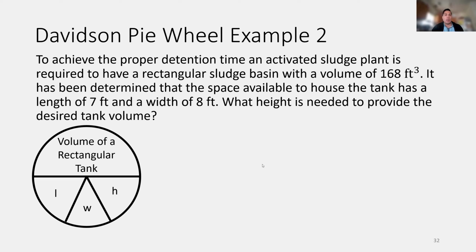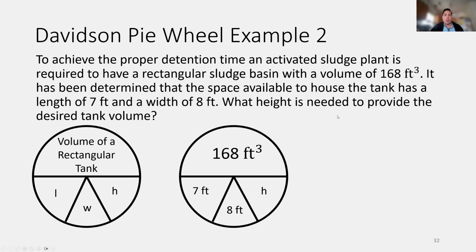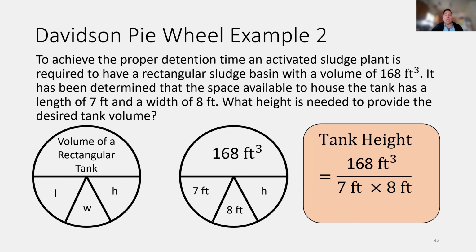So we take our Davidson pie wheel and we can replace the variables that we know. We have replaced the volume of a rectangular tank with 168 cubic feet. And then we also replaced the length, represented by L, with 7 feet, and the width, represented by W, with 8 feet. And that leaves us with only one remaining variable, our height. So that's what the question is asking: what height is needed to provide the desired tank volume?